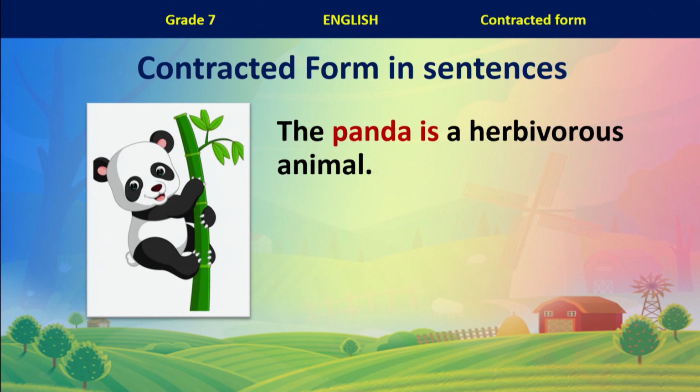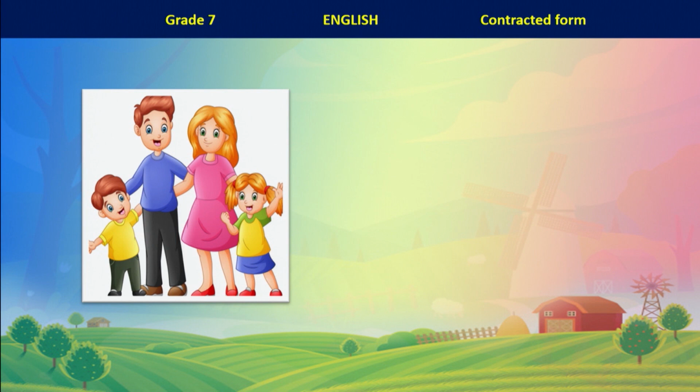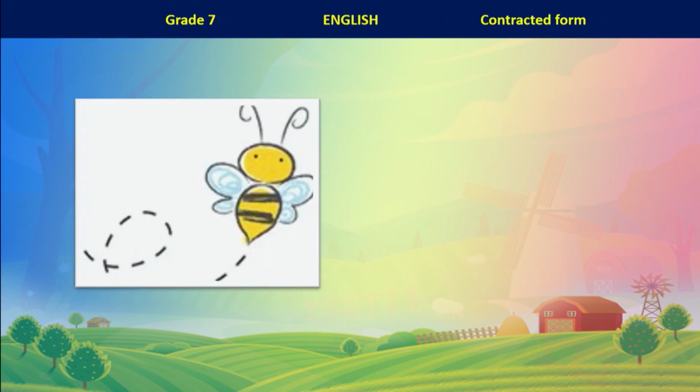Let's look at the contracted form in sentences. The panda is a herbivorous animal. The panda's a herbivorous animal. Here you can see panda is contracted. Miss Samadhi will read the next sentences for you. Okay, there's a nice picture of a family. That is my family is the sentence. When you use the apostrophe and contract, children, it becomes that's my family.